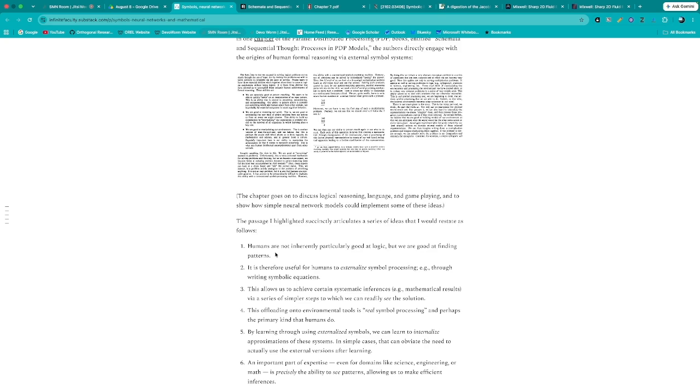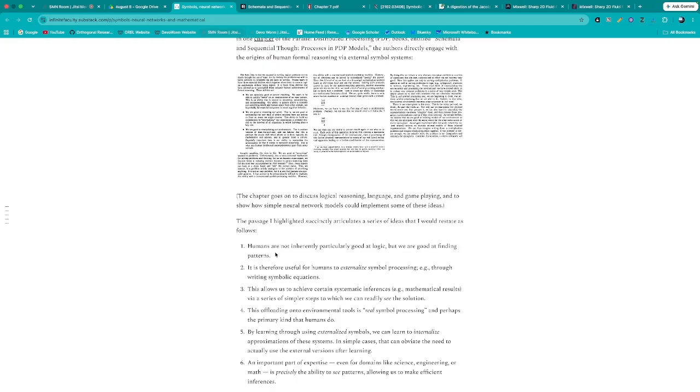And number four, this is, of course, cognitive offloading. We're offloading things into these environmental tools like mathematics or symbolic systems. And this is the real symbolic processing. And this is, in fact, the primary kind of symbolic processing that humans do.